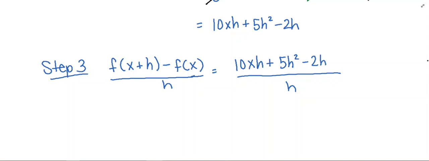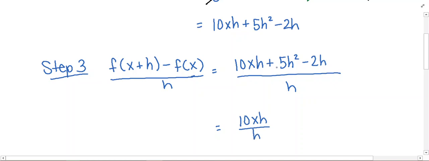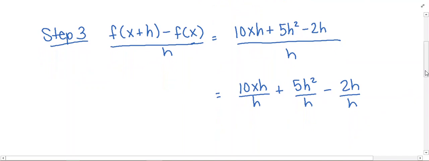Okay, this is how you correctly divide the numerator by h. What you should do is take each piece in the top. We're going to break it up. We're going to take each thing in the top and divide by h. So we're going to take the 10xh and divide by h. Then we're going to keep the sign in the middle, plus. Take the next term, 5h squared, divide it by h. Keep the sign in the middle, minus. Take the next piece, 2h, divide it by h. Okay, this is the correct way to do this step.